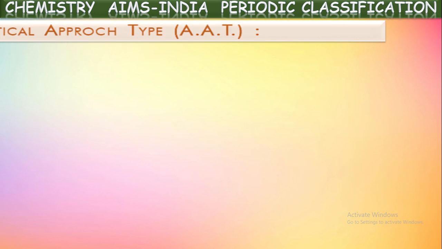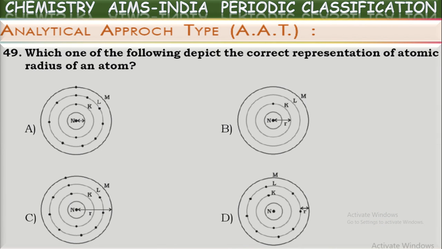Okay, next one. Analytical approach type questions. See the first one. Which one of the following depict the correct representation of atomic radius of an atom? What is meant by atomic radius first? It can be defined as the distance between the nucleus and outermost orbit of an atom is called atomic radius. So the size of the atoms is compared based upon this atomic radius. This atomic radius is defined as the distance between the nucleus and the outermost orbit of that atom. This is considered as atomic radius.